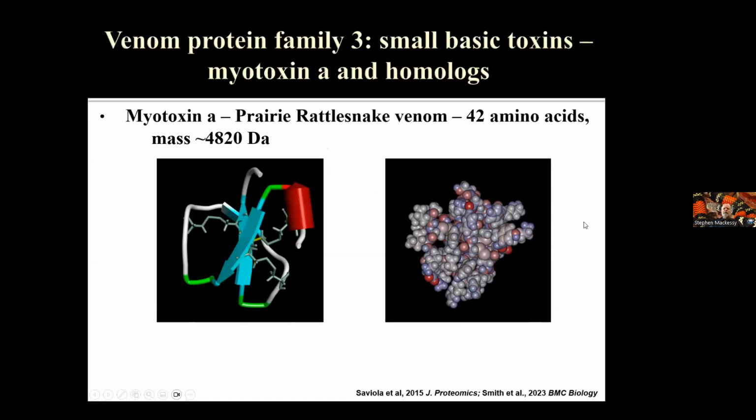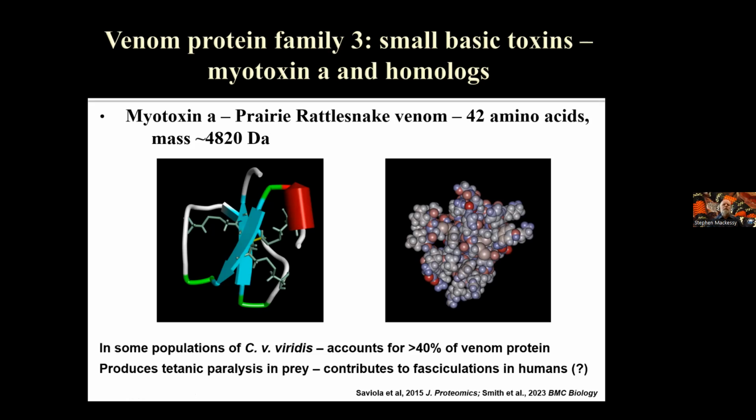In our area, we have prairie rattlesnakes that produce this small toxin, myotoxin A. It's only 42 amino acids in overall length, but it can account for an extremely large amount of the total venom. When prey are bitten by snakes containing this large amount of myotoxin A, they show almost instantaneous tetanic paralysis. So rather than the flaccid paralysis of the neurotoxins that we mentioned a little bit ago, this results in tetanic paralysis, largely, we believe, by its effects on the sarcoplasmic reticulum calcium pumps.